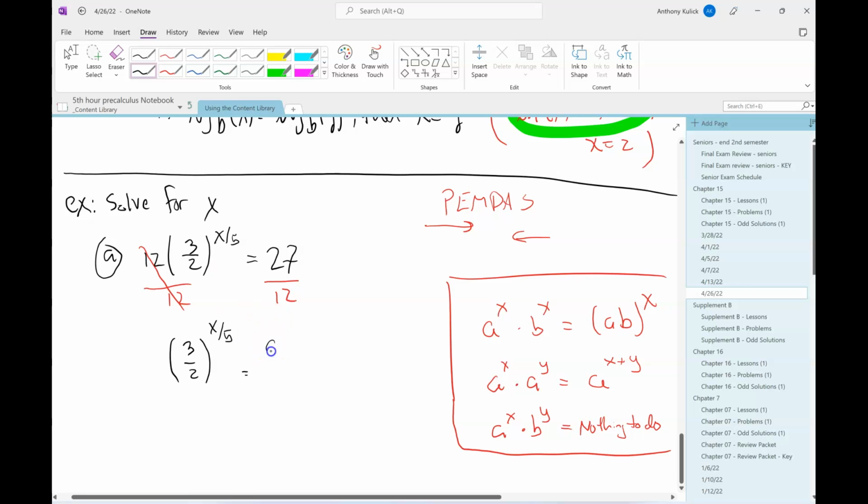27 divided by 12, I can reduce that to 9 over 4. I know some of us are very anti-fraction and would love to make that a decimal. I recommend not doing that here. If we're going to try to rewrite these with the same bases, you're going to get yourself into a lot of trouble doing that. So again, as tempting as it is to write that as a decimal instead of a fraction, you're going to miss the necessary steps here by doing that.